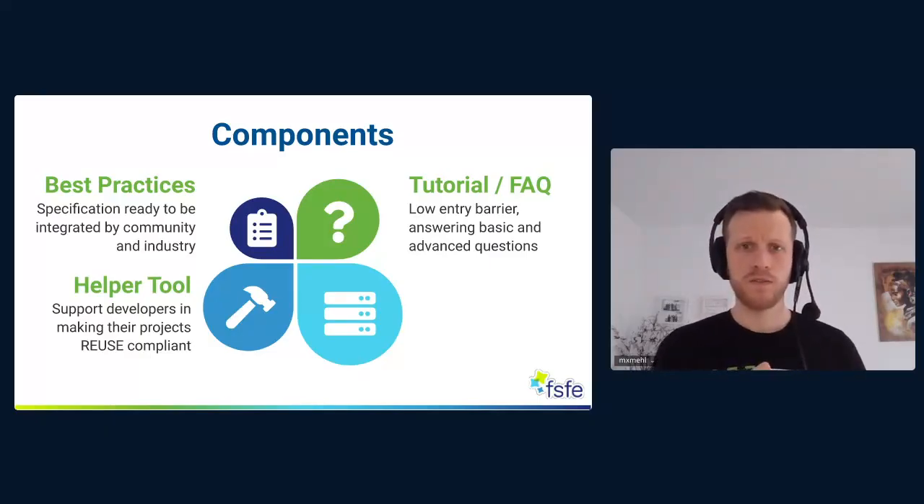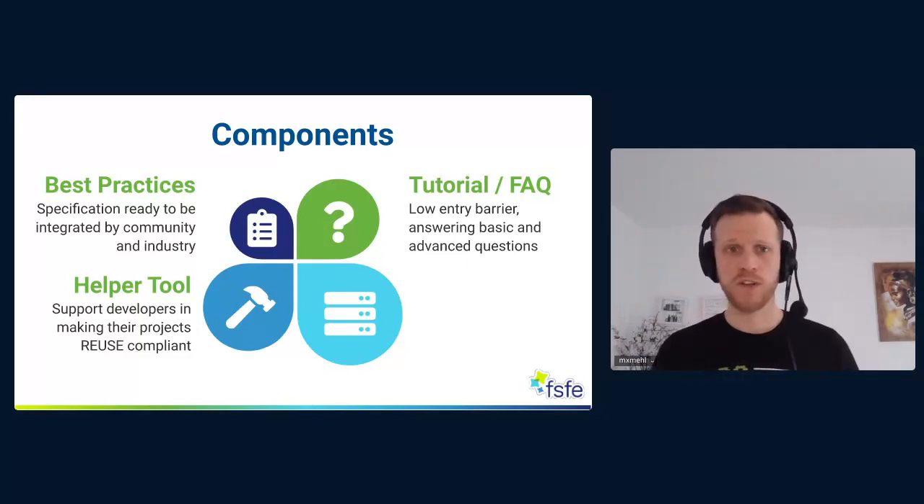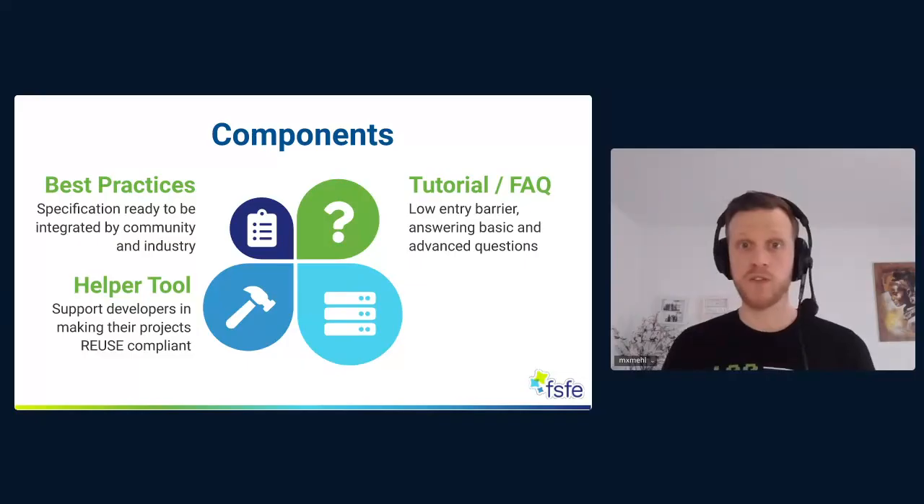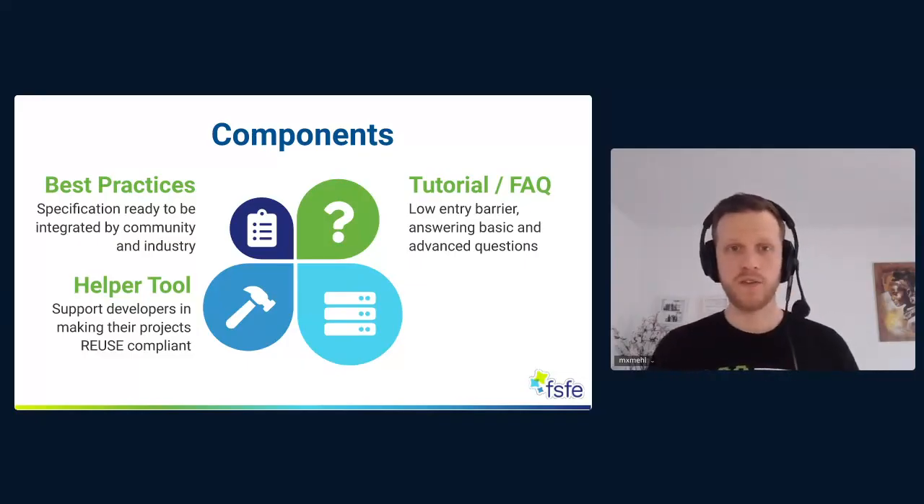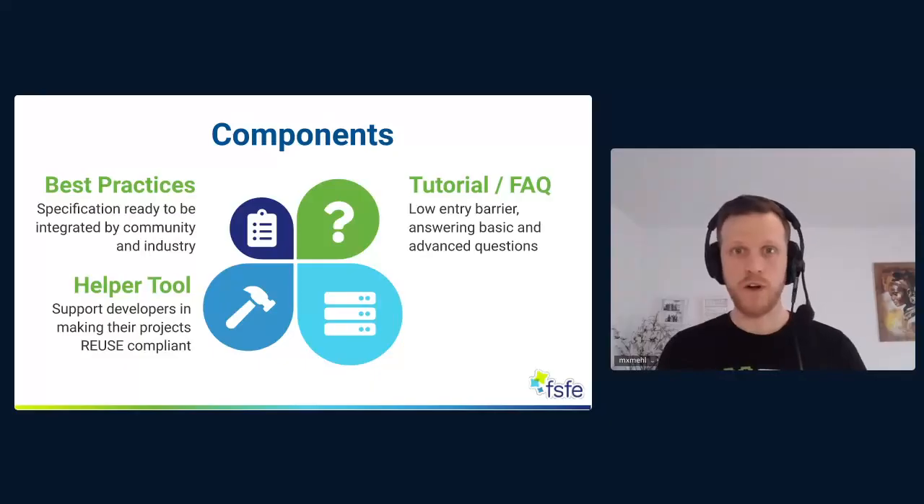So the first and foremost component is the best practices. So we wrote reuse as a specification, quite a formal specification. This is important because we want community projects, but also industry actors, to be able to integrate reuse into their policies, and to have a really formal specification for this.